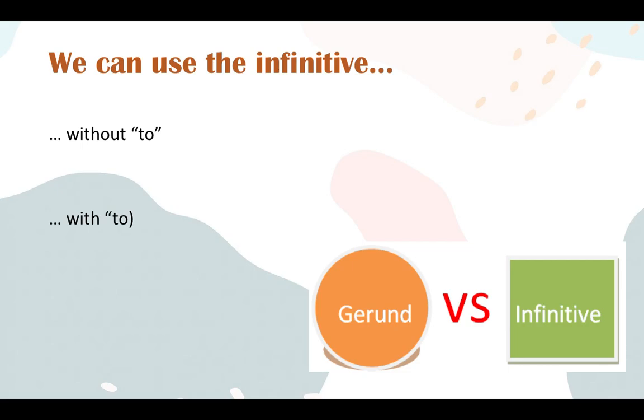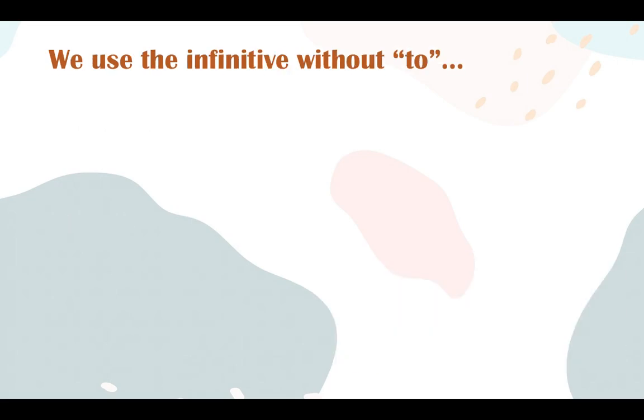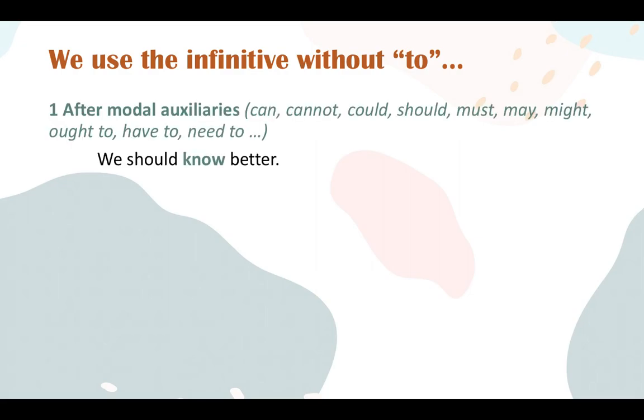Now that we have covered the gerund, we will have a look at when to use the infinitive. Note that you can use an infinitive in two different ways. You can use it with "to", or you can use it without "to". Let's first analyze the infinitive without "to". A first rule is that you use this form after a modal auxiliary, such as can, or could, or must, or might. Now, I think you probably already do this instinctively, so I won't spend too much time on this rule.